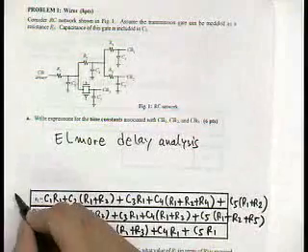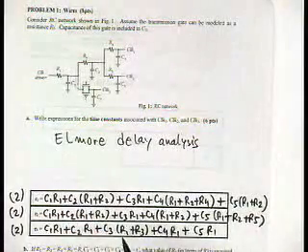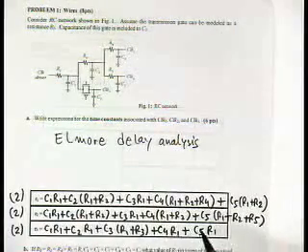And for this we gave 2 points for each of these, which roughly corresponded to about half a point for each of the terms that you got right.